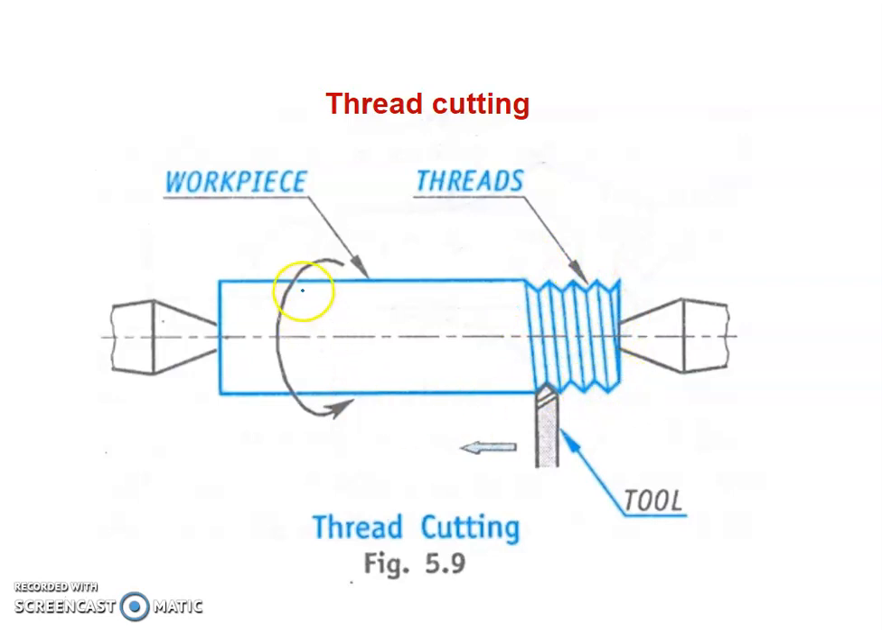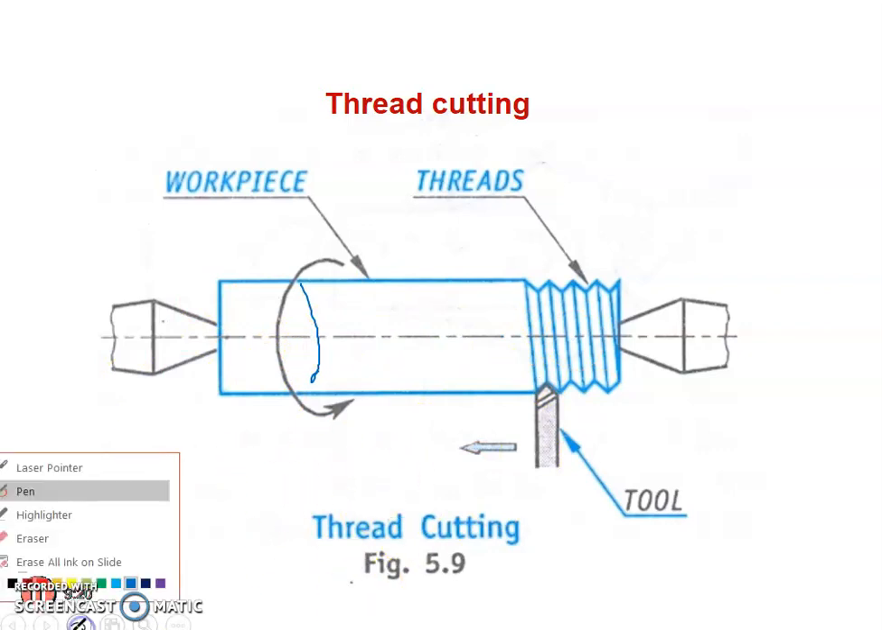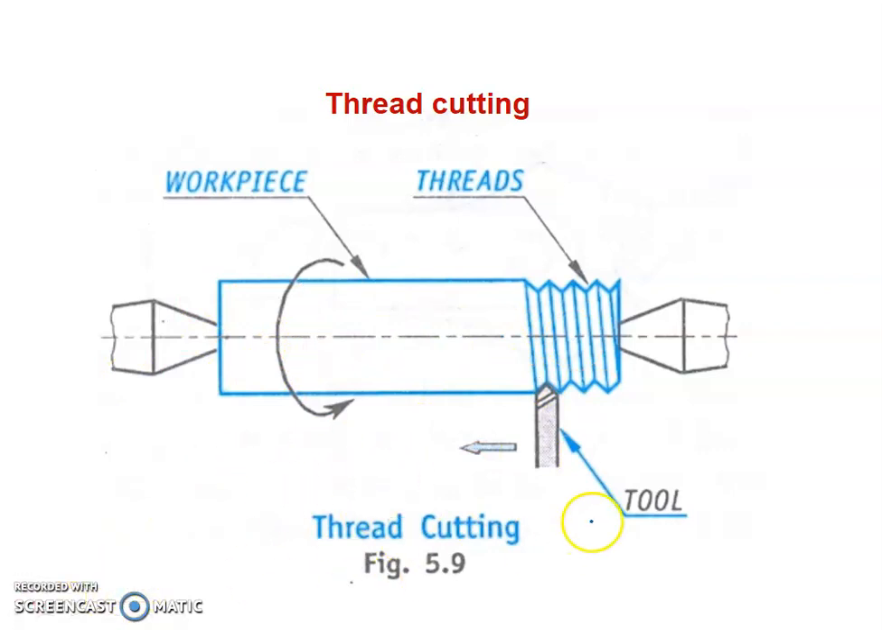If you want to thread up to this length, we have to move the tool from this end to this end so that it will cut the threads to the required length. First we have to feed the tool perpendicular to the axis of the workpiece, then we have to move the tool parallel to the axis of the workpiece, then you will get the threads. This is called the thread cutting operation performed on the lathe.